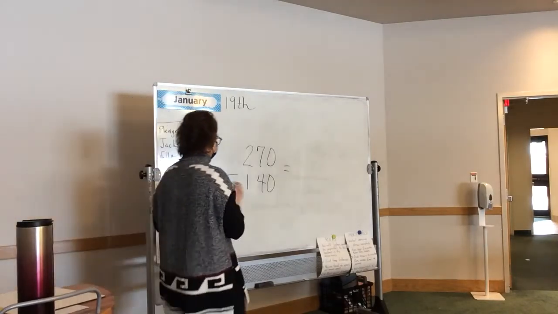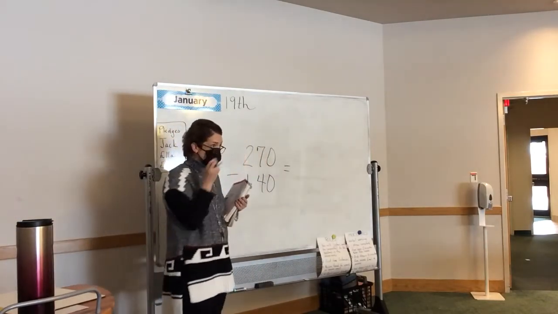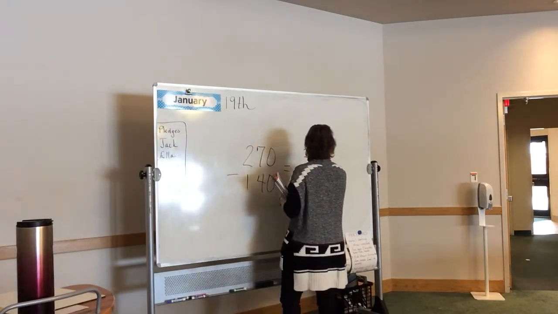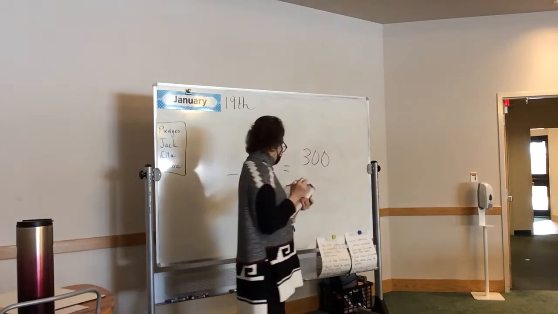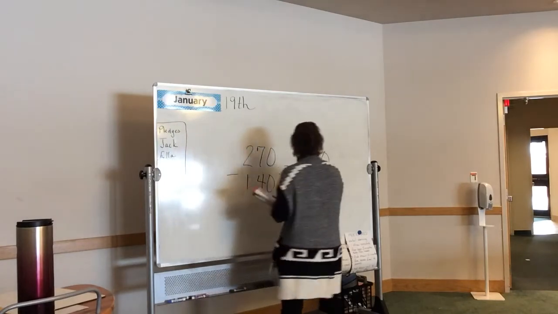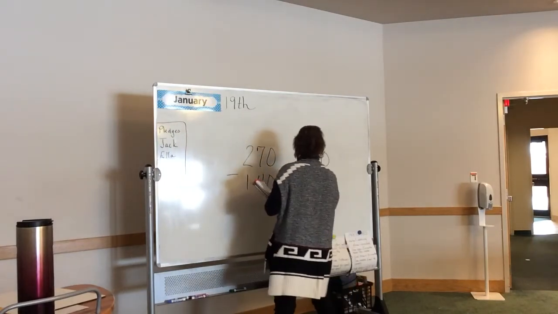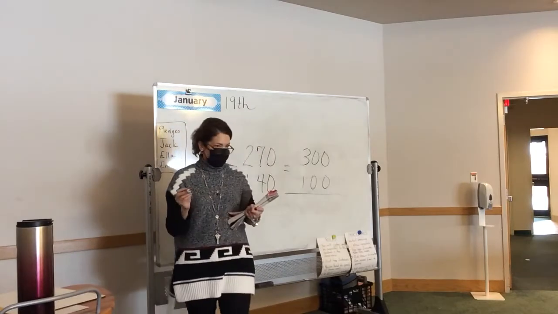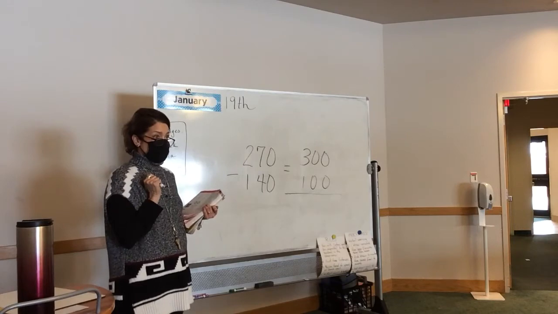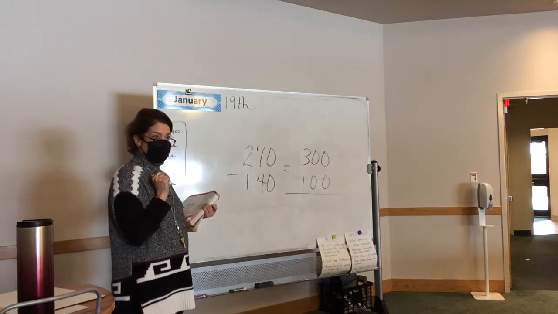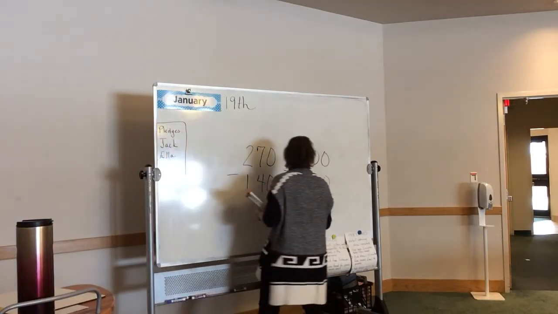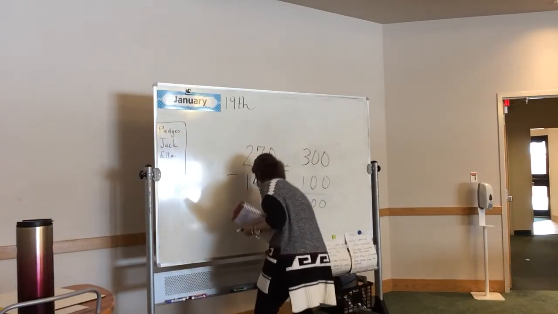So, with that said, 270 turns into what? Just say it out loud. 300. 140 turns into 100. This is subtraction. What is 300 minus 100? Grayson? 200. Very good.